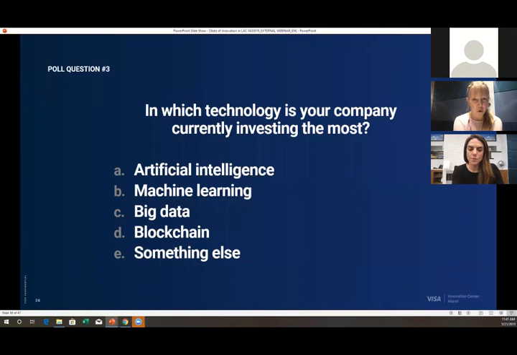Okay, we have another poll question. We just went through a lot of content, so please take a moment to engage here on the screen. In which technology is your company currently investing the most? Is it artificial intelligence, machine learning, big data, blockchain, or perhaps something else? Please take a moment to let us know where your company is most interested or where it's already currently investing the most.